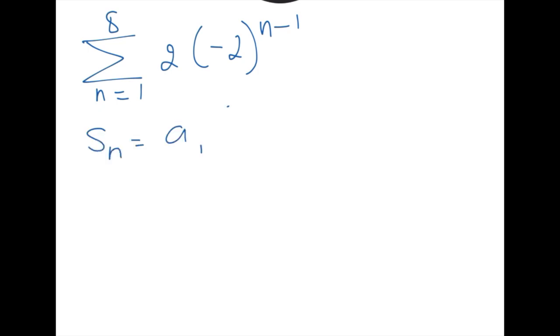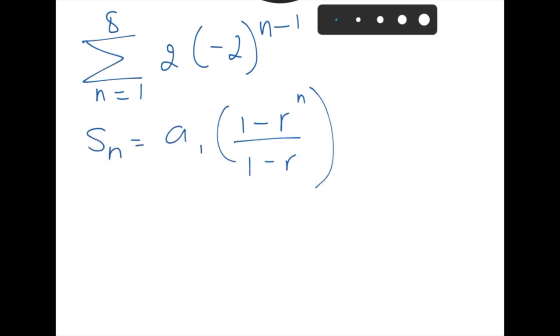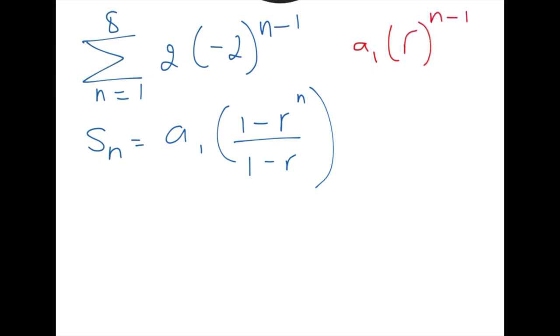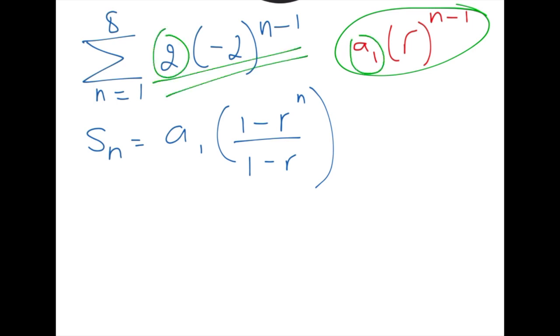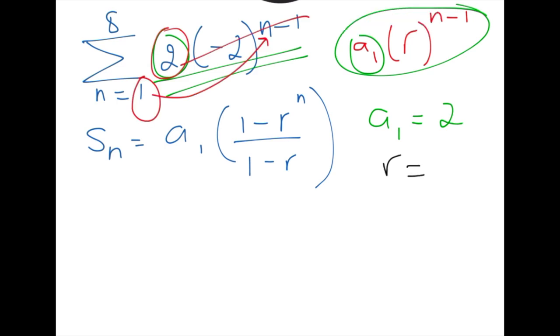One last example. Suppose I have the following. Let's write the formula again. Then let's see, what is a1, the first term? How do I know the first term? Now remember, a1 times r to the n minus 1. If we compare this form with this form, we'll see that a1 is equal to 2. So a1 is equal to 2. And how about the common ratio? The common ratio is of course -2.